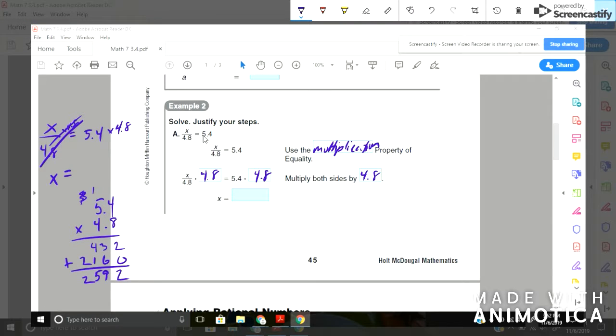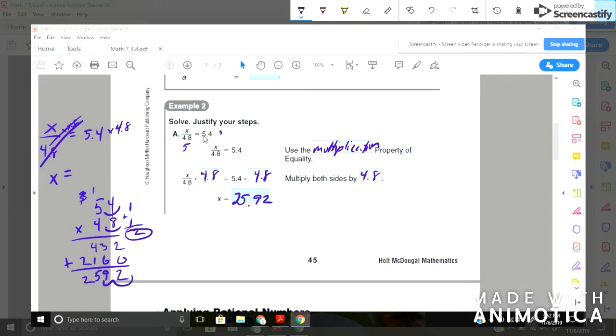2592, and then I had one number after the decimal here and one number after the decimal here. So 1 plus 1 would give me 2 spots that I need to move my decimal in the end. So 1, 2. I'd come up with 25.92.